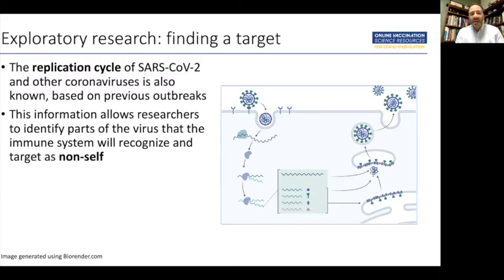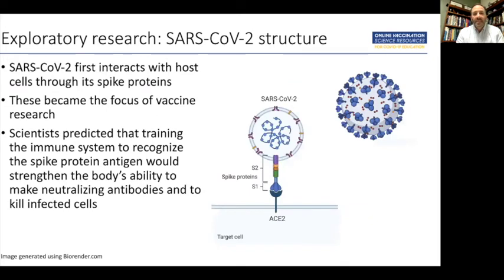So we had some good ideas about what a reasonable target or set of targets might be. And what researchers settled on pretty early was the spike proteins, which coat the outside of the virus. These became the focus of vaccine research, with the idea being that being able to train the immune system to recognize this spike protein antigen would strengthen the body's ability to make neutralizing antibodies and to kill infected cells.